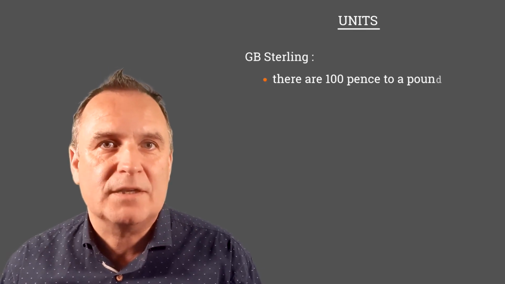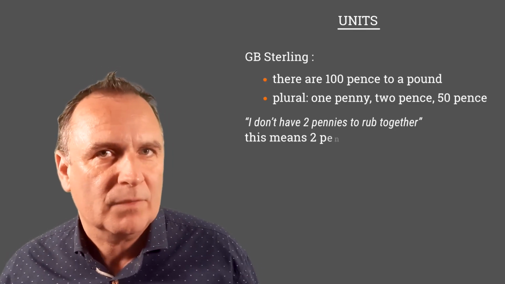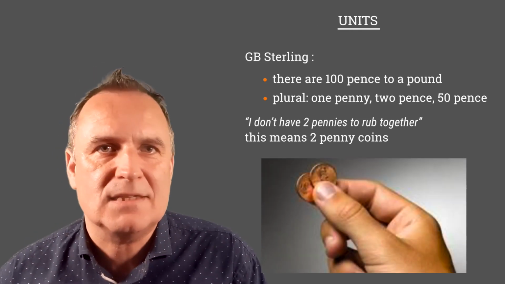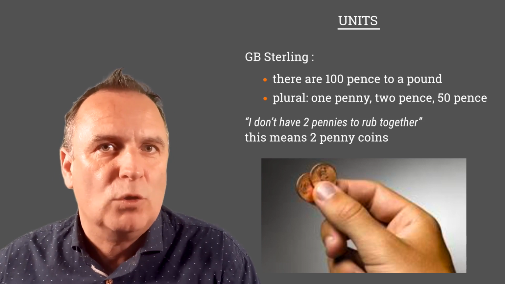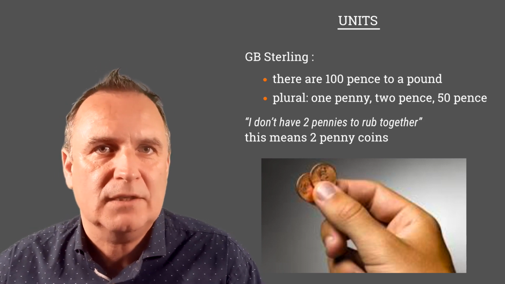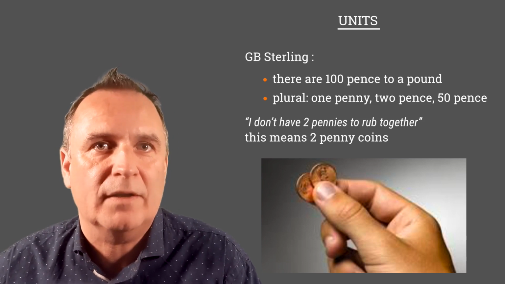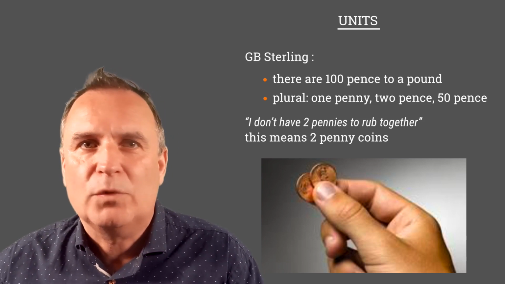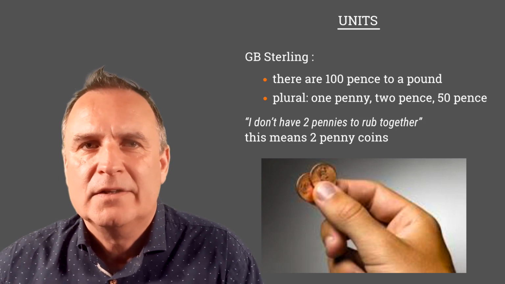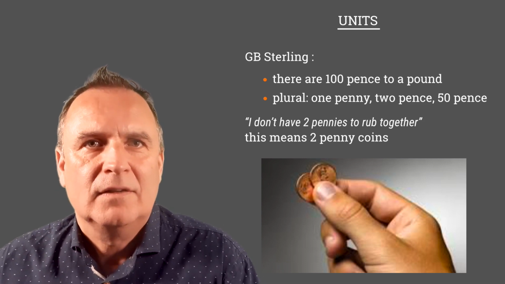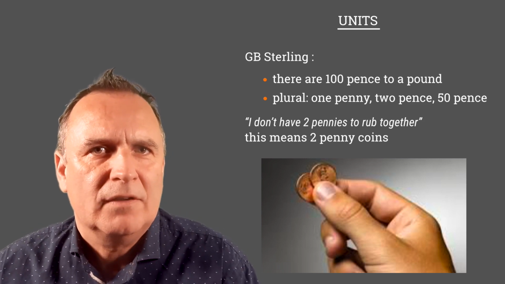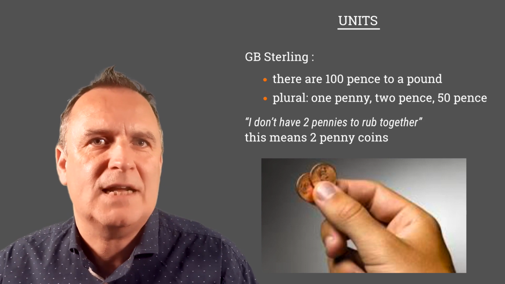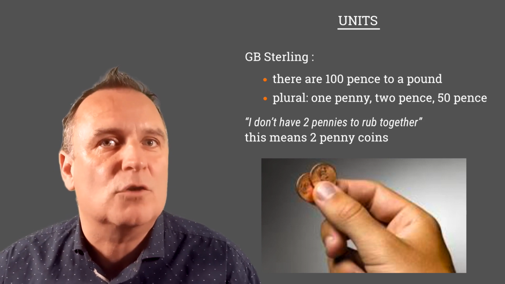So let's get back to Great Britain, to the Great Britain pound, the pound sterling. And we said there are 100 pence to a pound. So this small unit, the smallest denomination is the 1p coin, right? 1 pence. The actual coin is called a penny. So we can say it's 1 penny. We sometimes say, I don't have 2 pennies to rub together, right? That if you're very, very poor, then you don't have 2 penny coins.